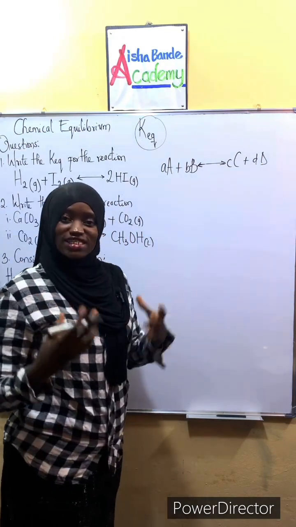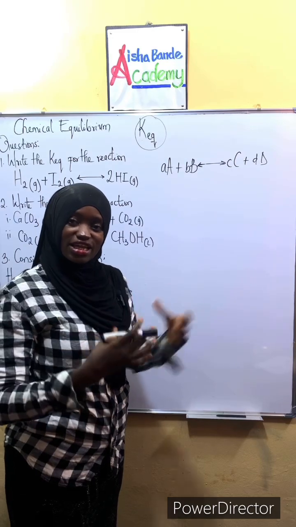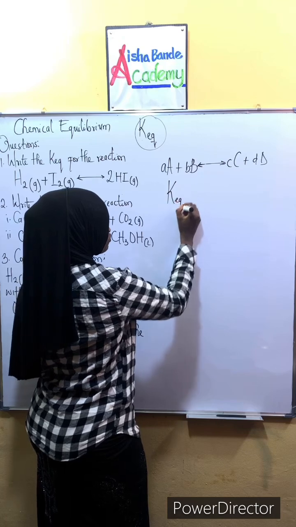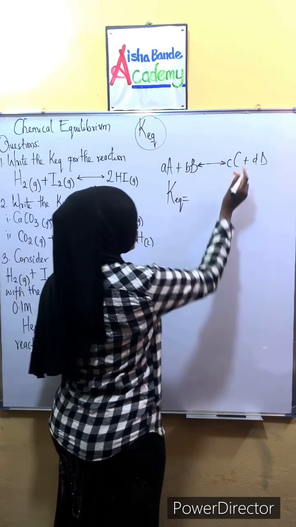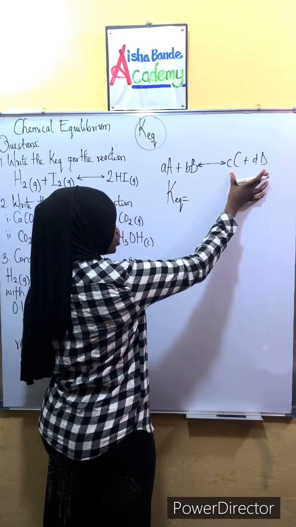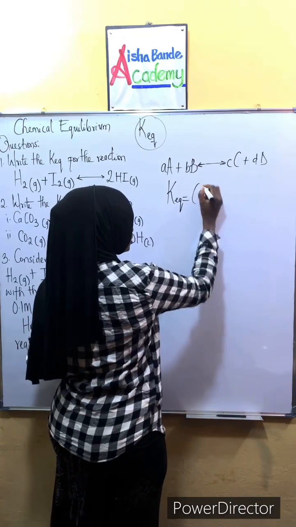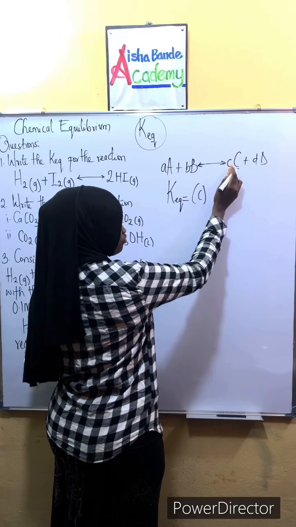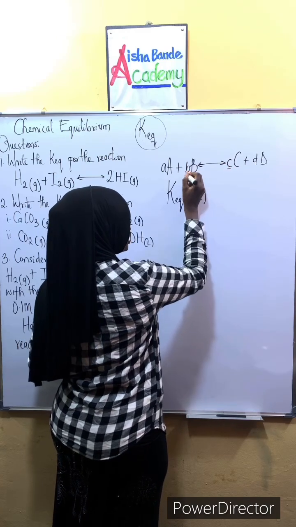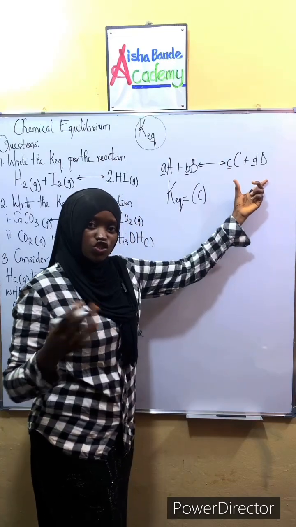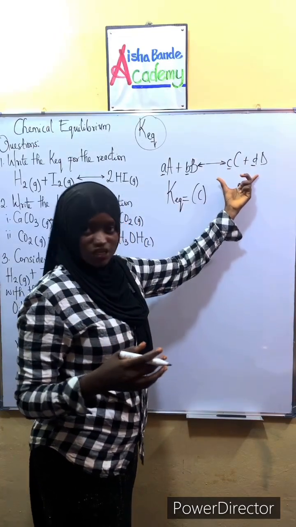So for us to write the chemical equilibrium of this reaction, we go to the product first. So it's going to be the product over the reactant. So it's going to be the capital C raised to the power of, here, these small letters stand for the coefficient of each element, or each compound in the reaction we have.